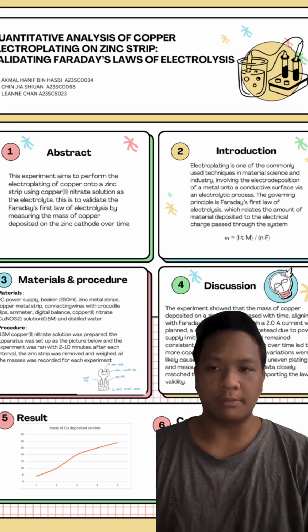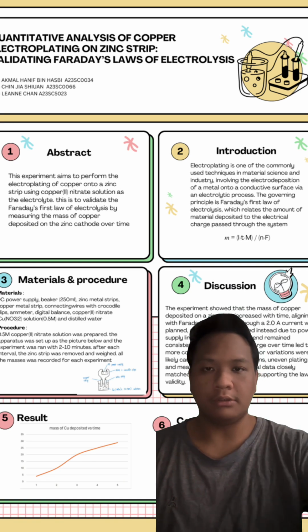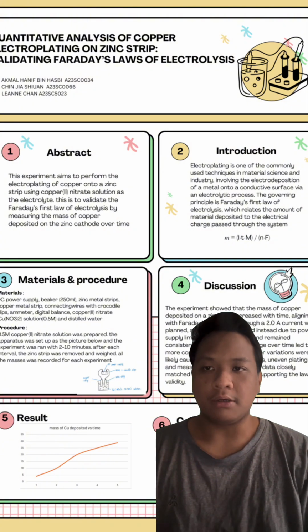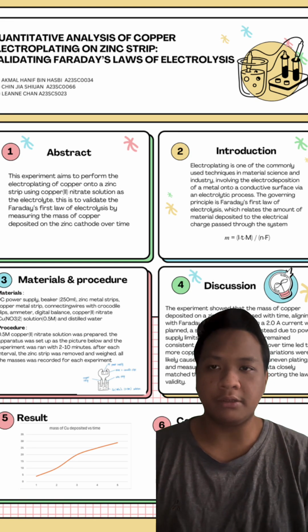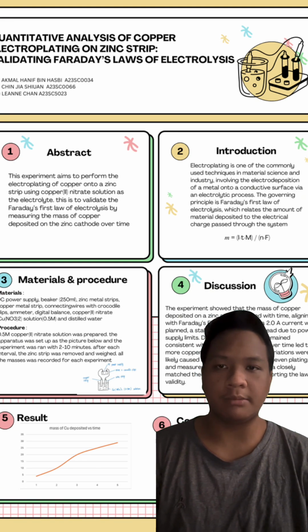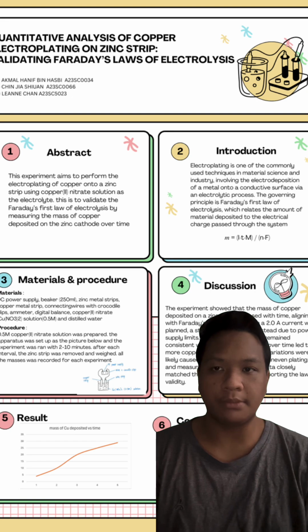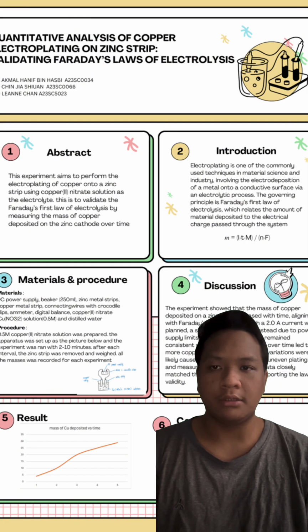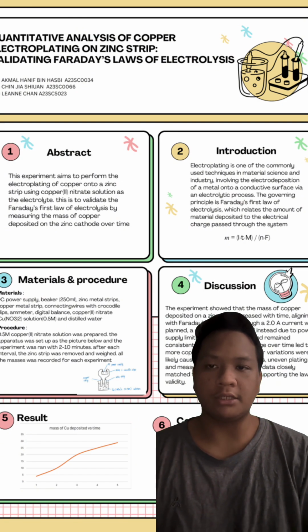So, the materials and procedure used in this experiment. For the materials, we have a DC power supply, a 250 milliliter beaker, zinc metal strips and copper metal strips, connecting wires with crocodile clips, an ammeter, a digital balance, 0.5 molar copper(II) nitrate solution, and distilled water.